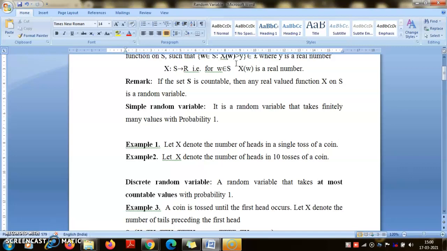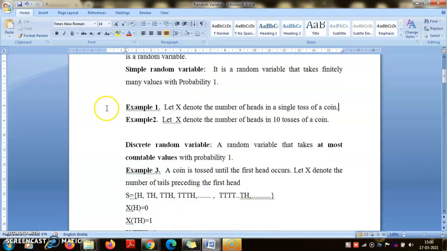Now comes a slightly more complicated type of random variable, a discrete random variable, which can take infinitely many values, but countably many values. This is something I have said again and again: in mathematics, a set is either finite or infinite. In infinite sets there are two types. One is countable, that means as many as there are natural numbers, and the other is uncountable. So an infinite set which is not countable is uncountable.